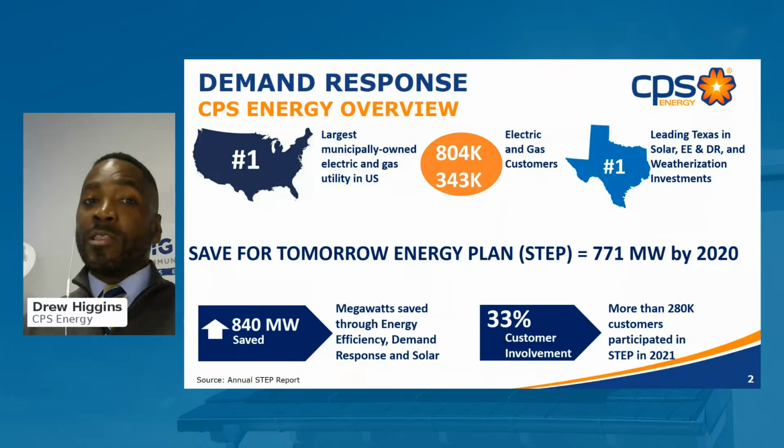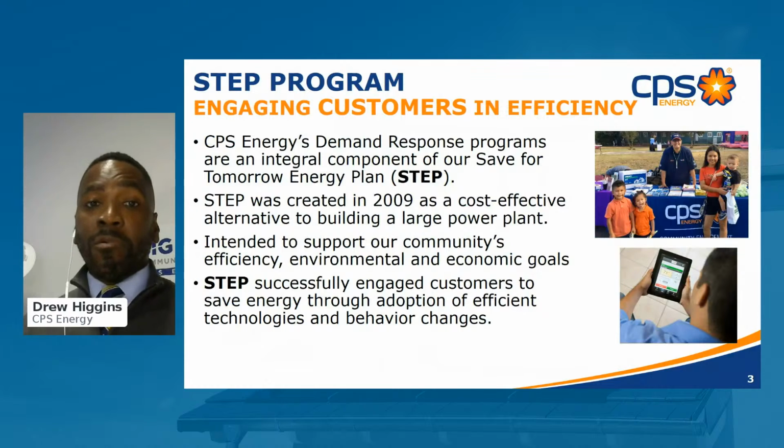So first of all, a little bit about my company. CPS Energy is about 160 years old. It's the largest municipal owned utility in the U.S. and has over 1 million customers. We're number 1 in Texas for solar, and I believe we are number 6 in the nation. We also have a leading energy efficiency and conservation portfolio. It's called the Save for Tomorrow Energy Plan, also known as STEP, and it really is amazing. And I'm going to tell you all about it.